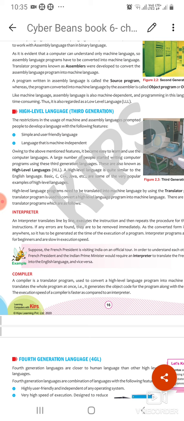As it has become easy to learn and use the computer language, a large number of people then started writing programs using high level languages. Some basic examples of high level language are BASIC, C, C++. Now we generally write a computer program using a high level language. A high level language is one that is understandable by us humans. This is called a source code.